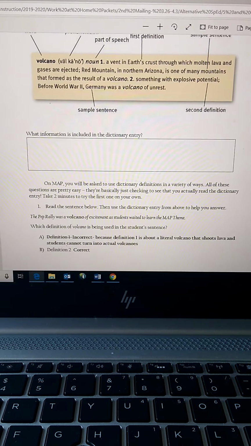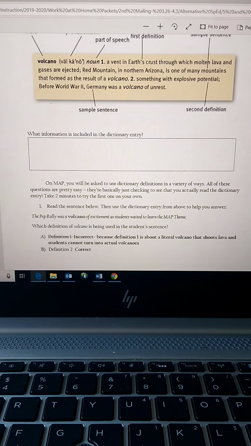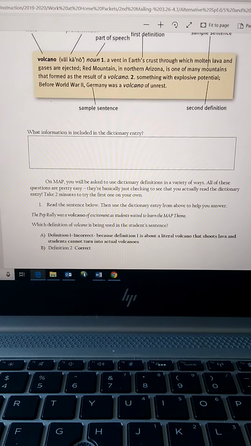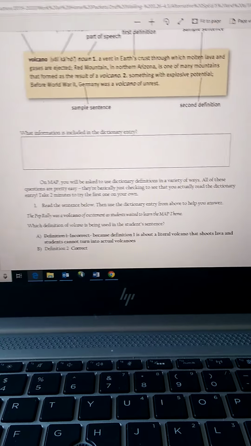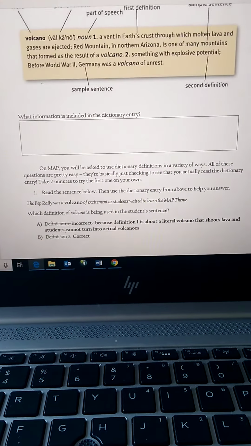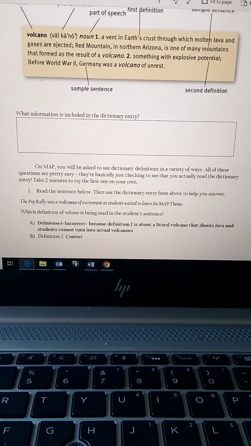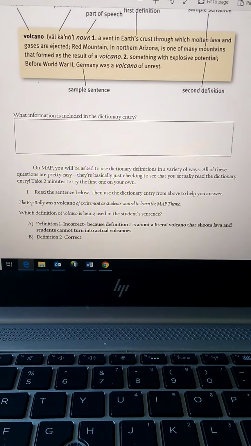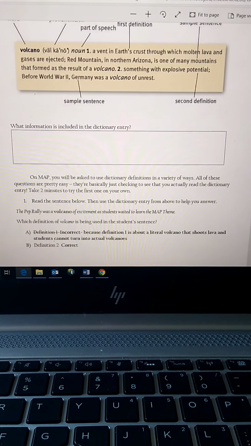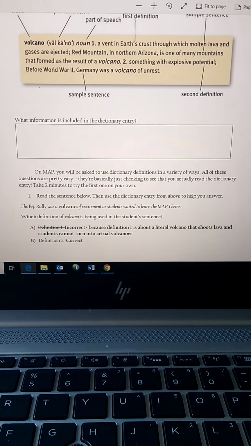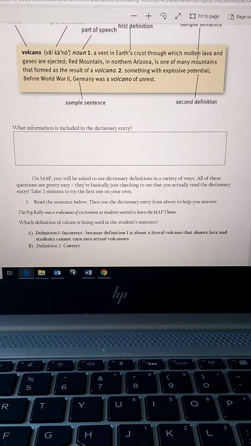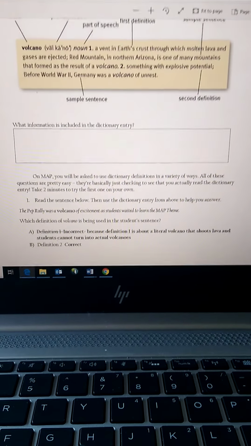So we can cross out A for definition 1 because definition 1 is about a literal volcano that shoots lava, and students cannot turn into actual volcanoes. So then if we look back at definition 2, it's saying something with explosive potential. And so that would be the correct definition because it's saying all that excitement that the students have is something that's hyped up and explosive.